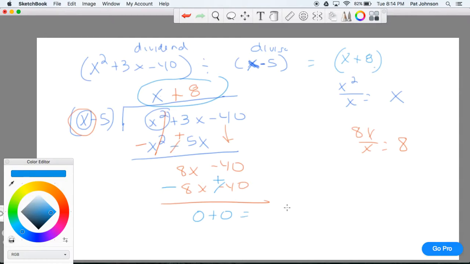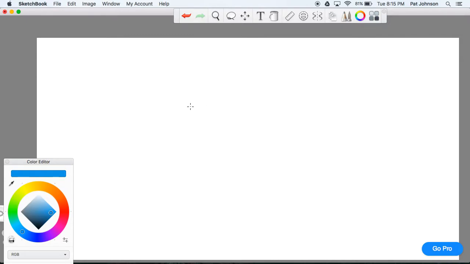We take the remainder. If it was 3 plus remainder 2, we would do 3 and 2 over whatever our divisor was. If this is our problem, 3 remainder 2, 2 over 3. We would do the same thing when doing a polynomial. So let's look at another one.